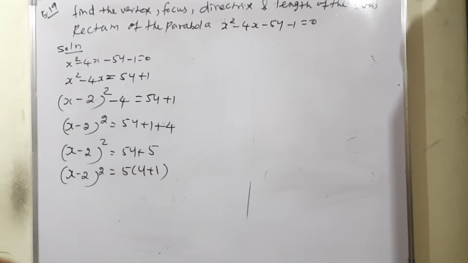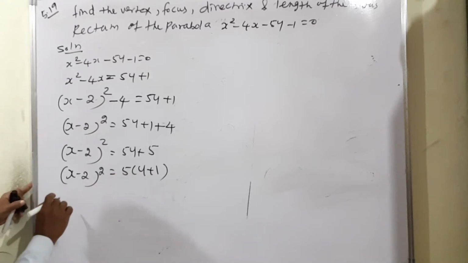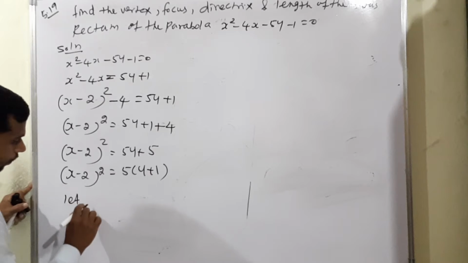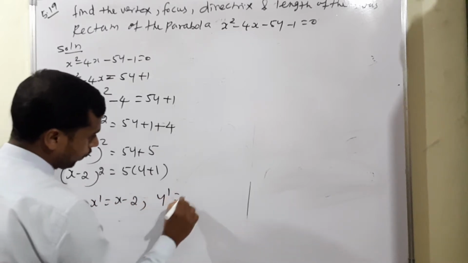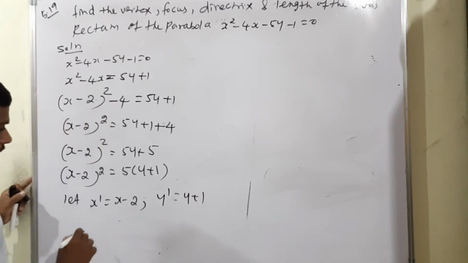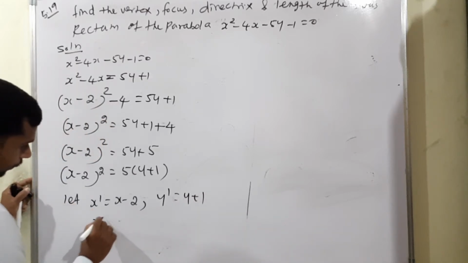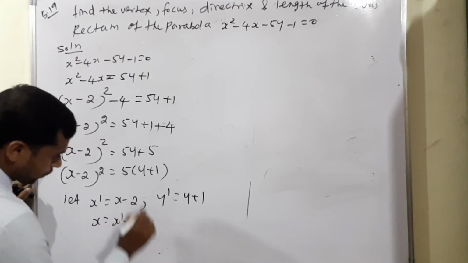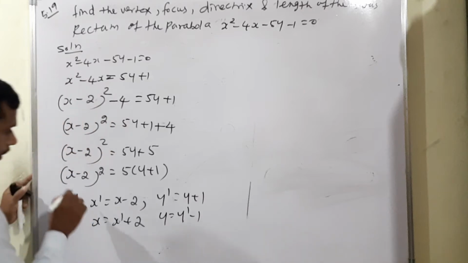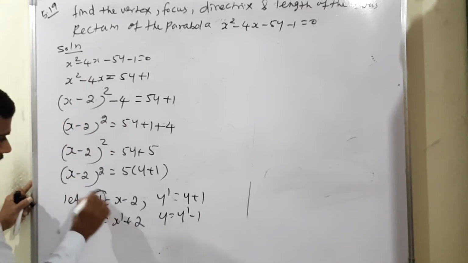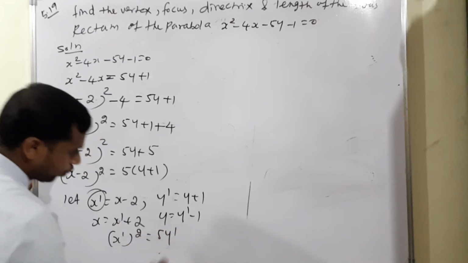Now next step: (x minus 2) the whole square is equal to 5 taken common outside, y plus 1. Look at that. This is simply of the form x square is equal to 4ay, isn't it? So now let us consider x dash for x minus 2, as well as y dash for y plus 1. Therefore x is equal to x dash plus 2, as well as y is equal to y dash minus 1. So applying x minus 2 as x dash, what will happen? x dash the whole square is equal to 5 into y dash.